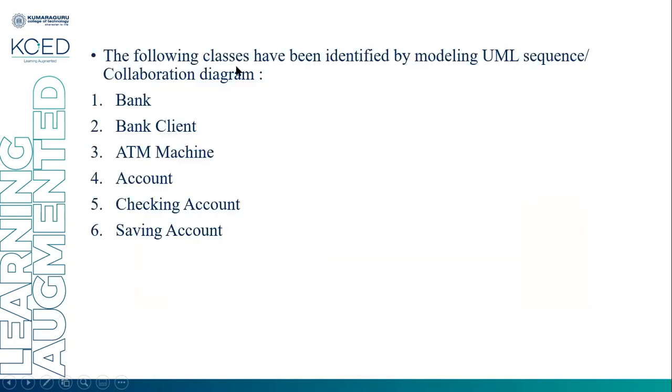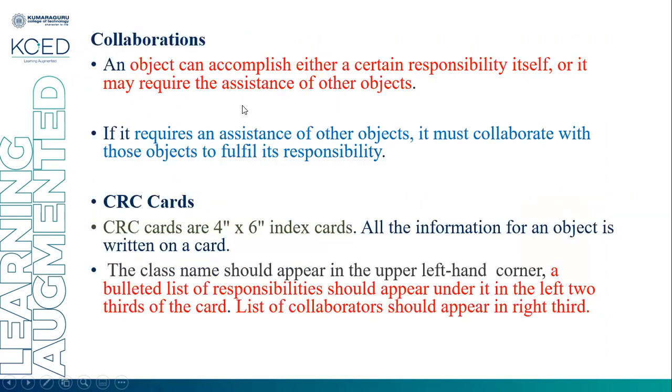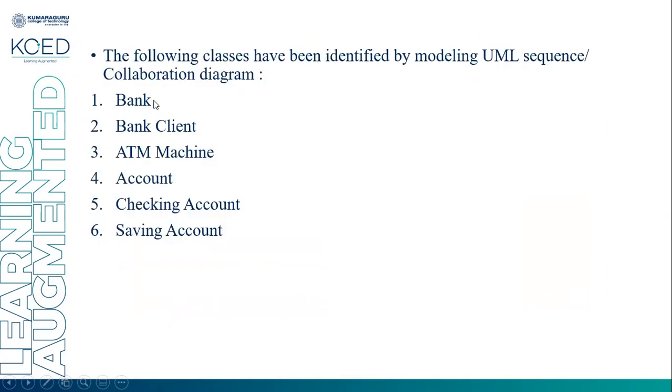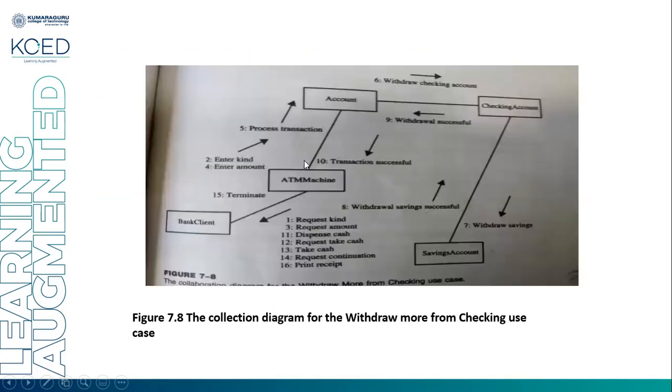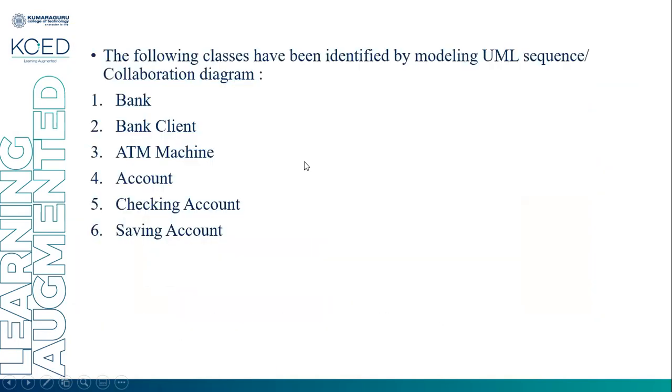Then the following classes have been identified by modeling the UML sequence and collaboration diagrams. By going through all the UML sequence and collaboration diagrams we discussed so far, the following classes are modeled: bank client, ATM machine, account, checking account, and saving account are the classes which are identified through use case diagrams. Okay, that's it for sequence and collaboration diagrams.